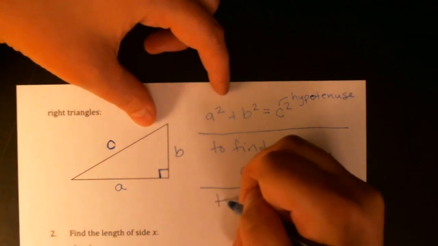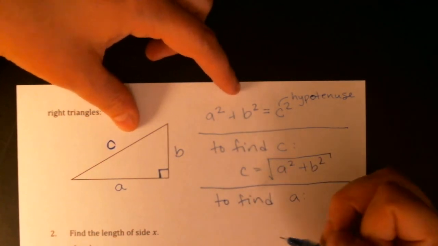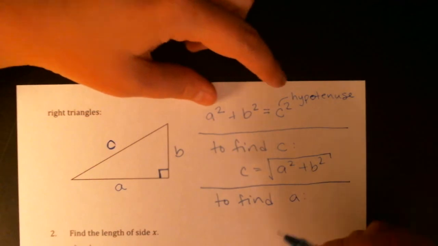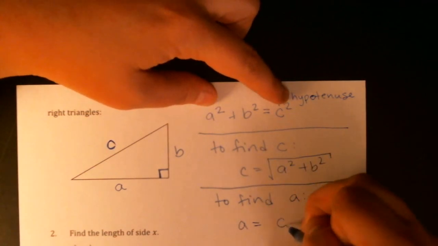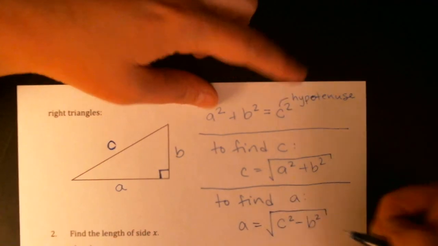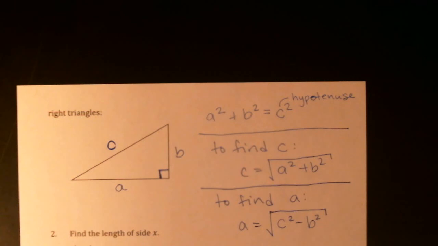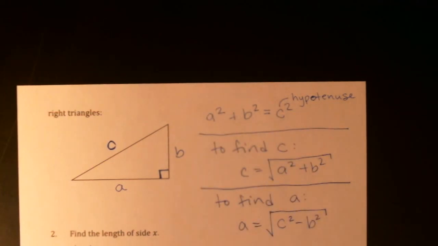And then if we wanted to find one of the legs, so let's just say we wanted to find A, we would have to rearrange a little bit more. We'd have to subtract b squared. So we would say a is going to equal the square root of c squared minus b squared. So feel free to jump straight to using one of those formulas. I don't need to see you start from this arrangement every single time.